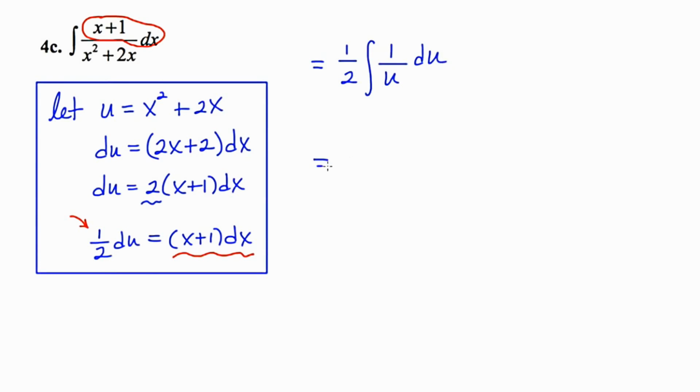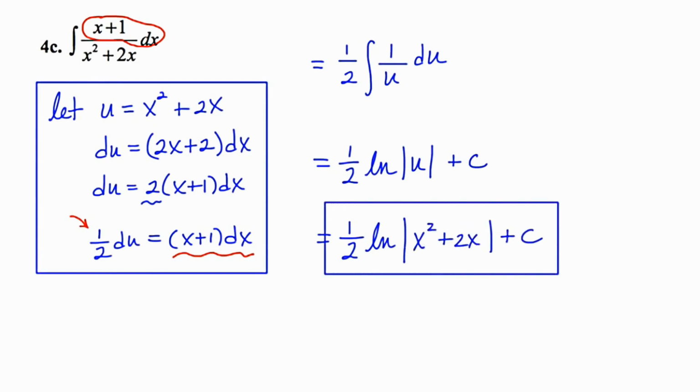Now applying our rule, we're going to get 1 half the natural log of the absolute value of u plus c. And now I have to remember to back substitute for u. I've got to ask myself, what was u in the first place? And u in this case is x squared plus 2x. And that's it. Let's move to our final example.